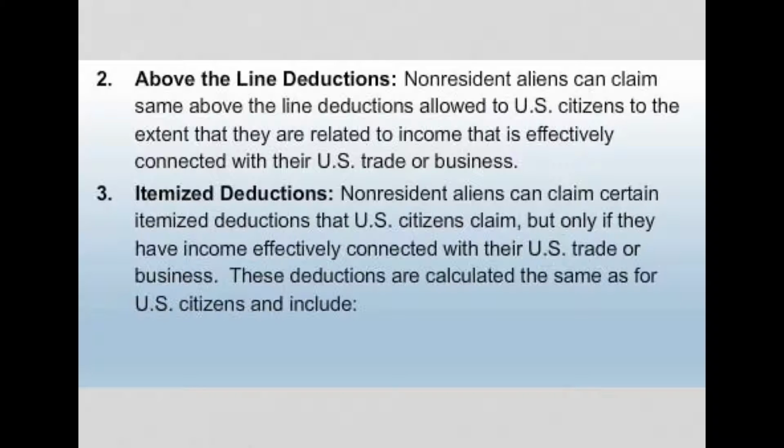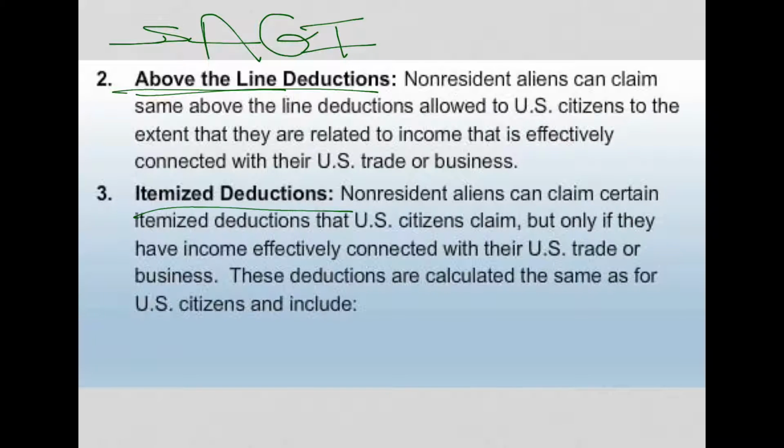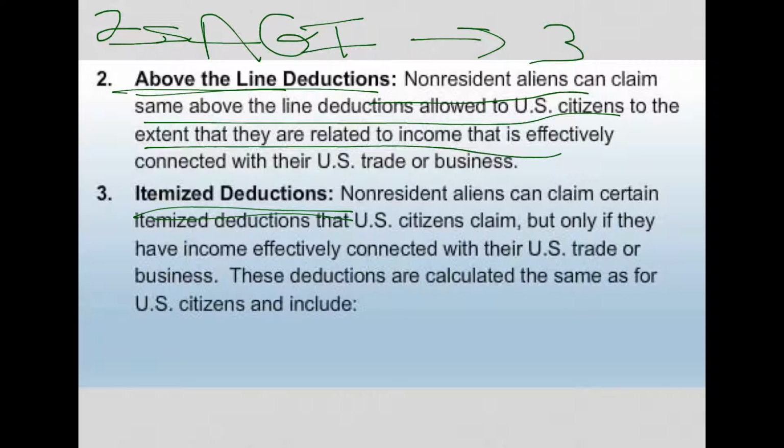Here, you remember the adjusted gross income? That's what the line refers to. So above the line are deductions for adjusted gross income. Itemized deductions are from adjusted gross income. That's the second category, and this is after. And you can see non-resident aliens can claim the same ones as long as it's related to effectively connected income. There you go again, ECI.